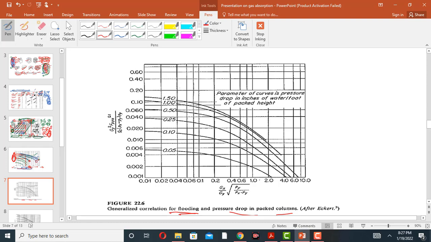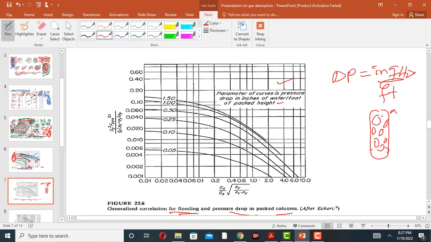So the parameter of the curve is pressure drop in inches of water per feet. So pressure drop, delta P, in inches of water per foot of the packing material, per foot of the packed height. Per foot means 1 foot of height of the packing material, and inches of water. So this is the pressure drop.